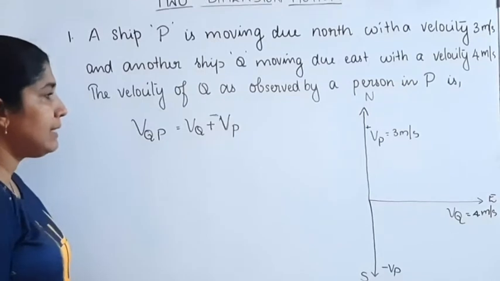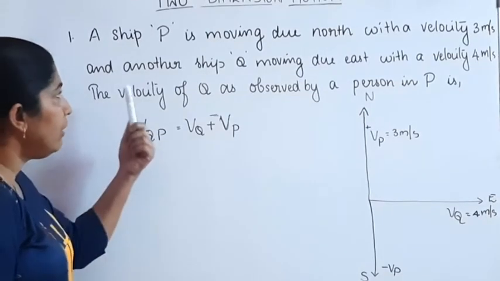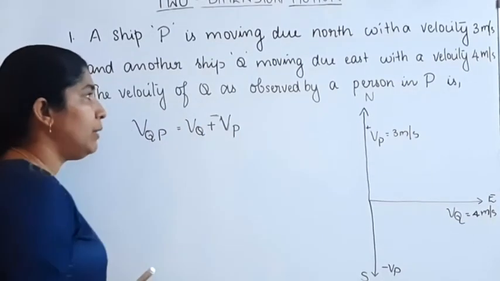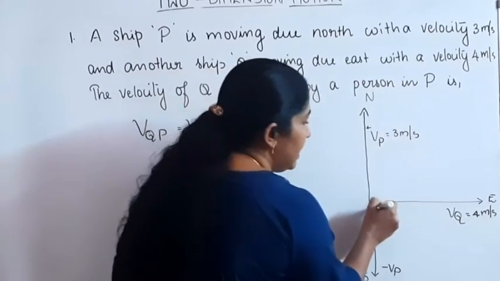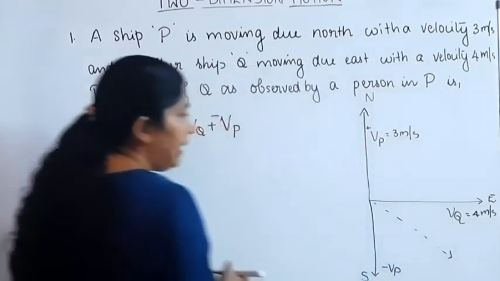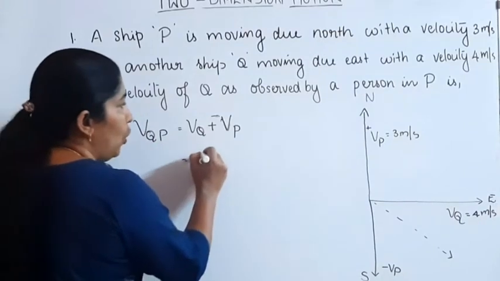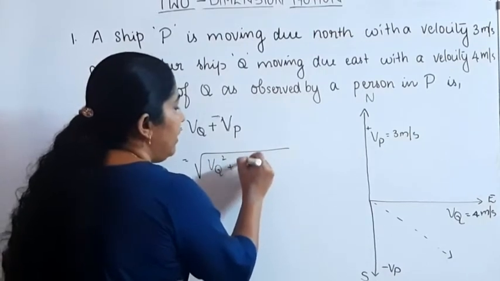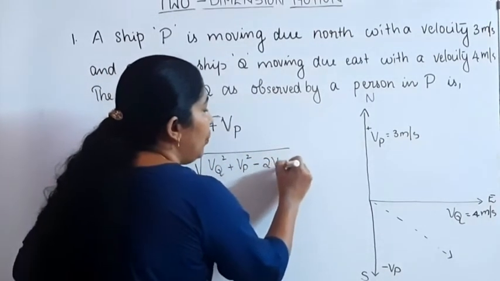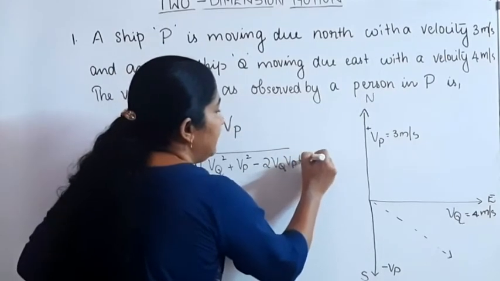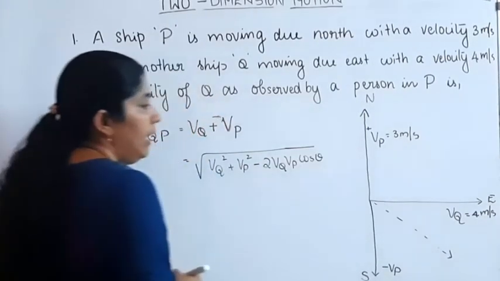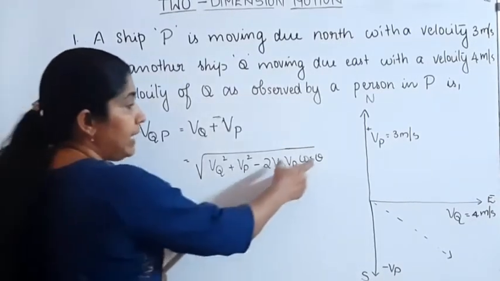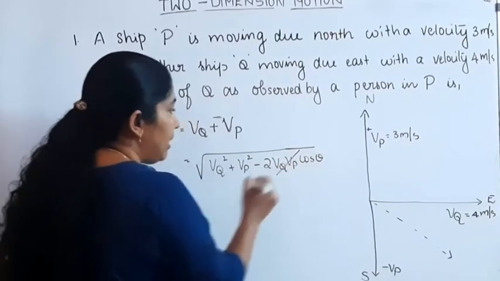Then what about the resultant velocity? We want to find out the velocity of Q as observed by a person in P, so we consider the resultant velocity. Resultant velocity is in this direction, and it is equal to root of VQ square plus VP square minus 2 VQ VP cos theta. Here VP and VQ are at an angle 90 degrees, so the third term cos 90 is equal to 0. So the third term gets cancelled.